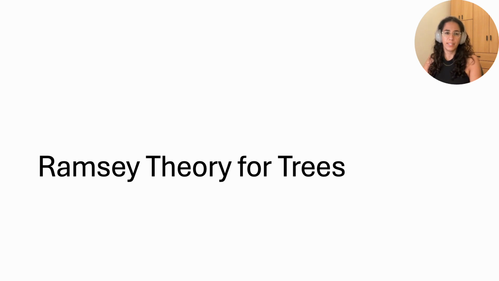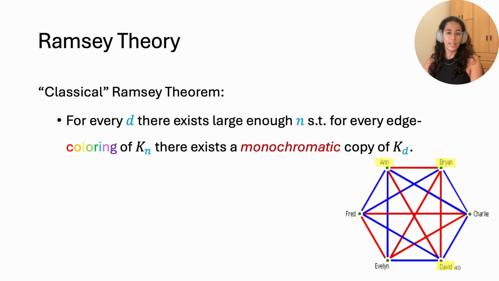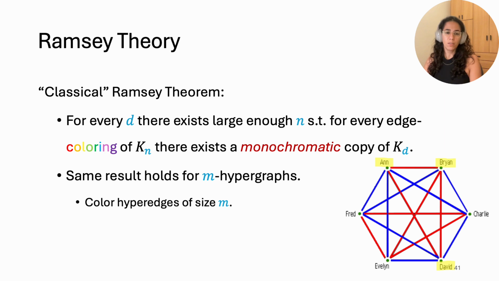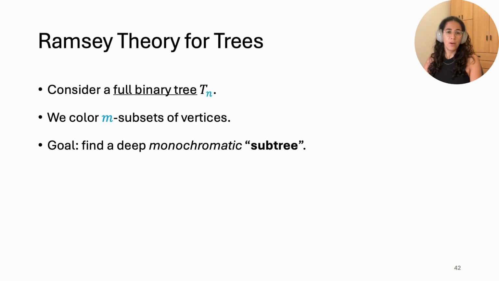Ramsey theory for trees. So the classical Ramsey theorem says the following: for every natural number d, there exists a large enough n such that for every edge coloring of the full graph over n vertices, K_n, there exists a monochromatic copy of K_d. And the same result holds for m-hypergraphs, when we color hyperedges of size m instead of just regular edges.